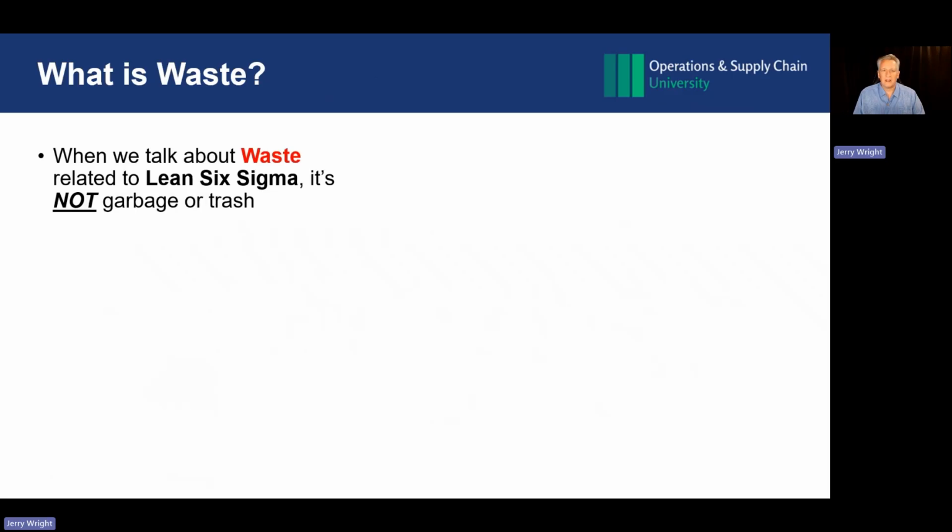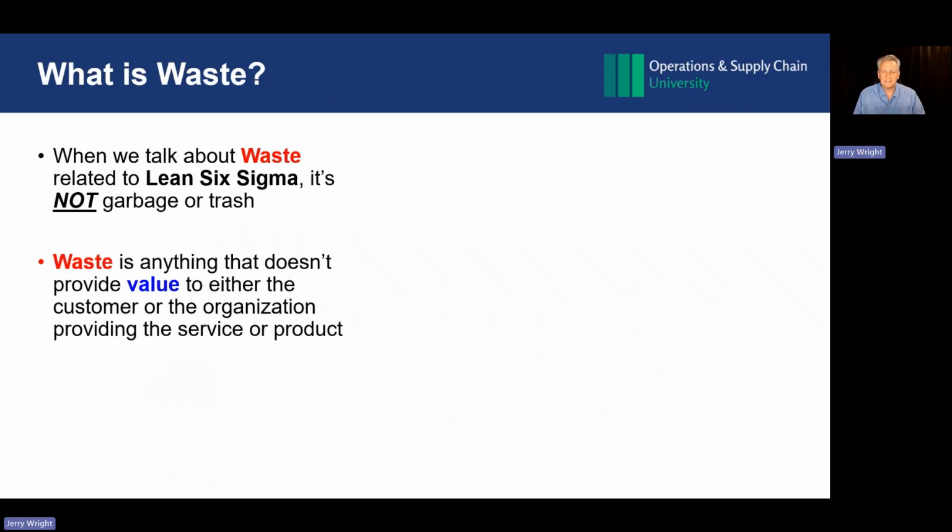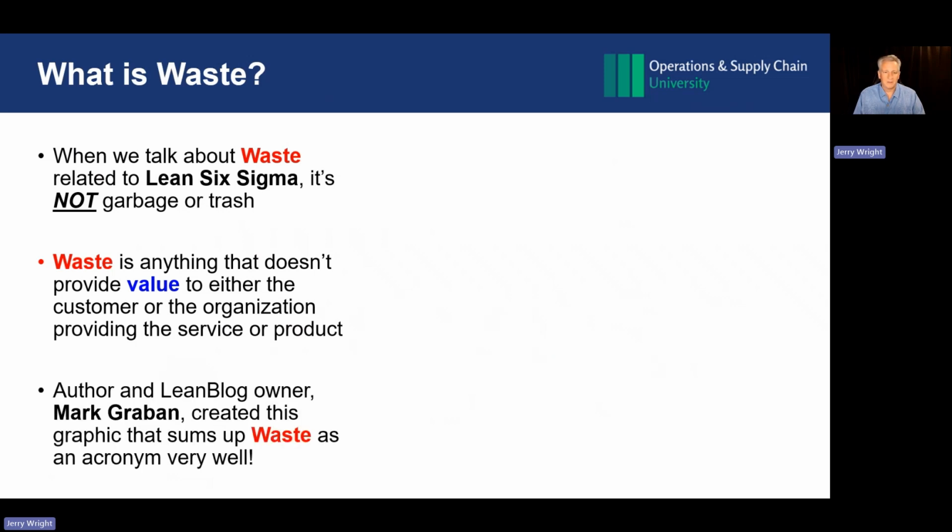So first, let's start off. What is waste? When we talk about waste related to Lean Six Sigma, it's not garbage or trash. Waste is anything that doesn't provide value to either the customer or the organization providing the service or product.